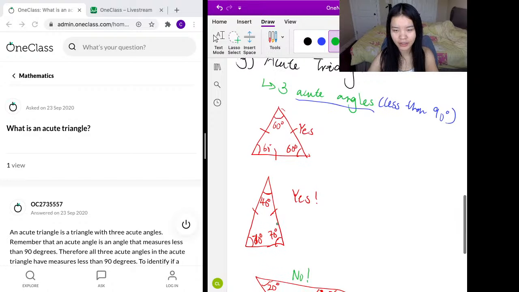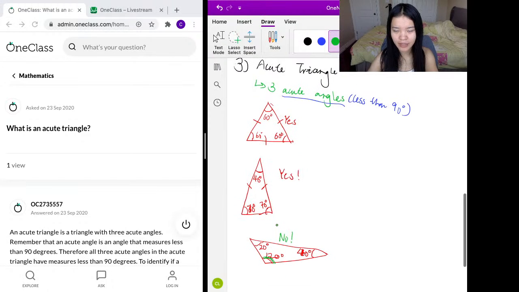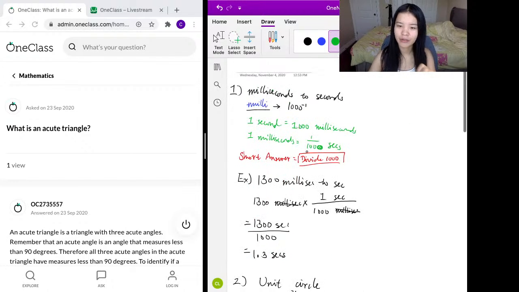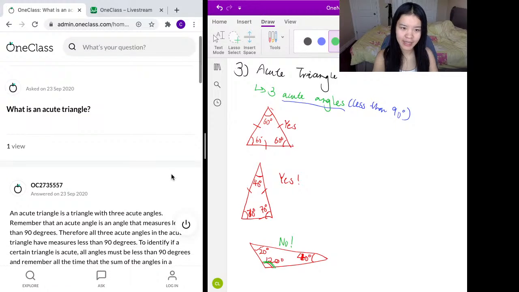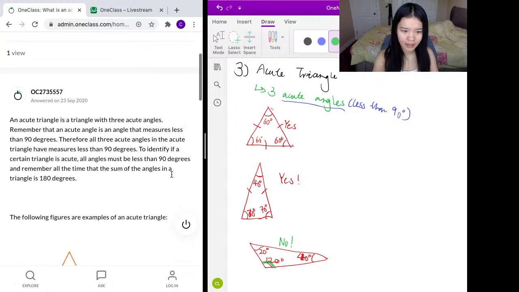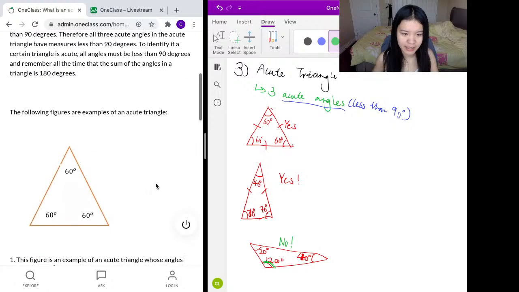So yes, an acute triangle is just a triangle with three acute angles. And in order to find whether a triangle is an acute triangle or not, you just need to check whether all three angles are less than 90 degrees. This is an acute triangle. And let's look at the information here.